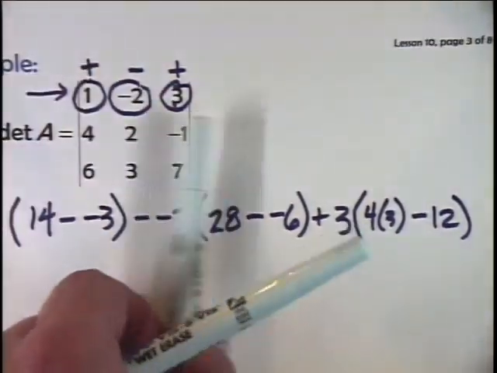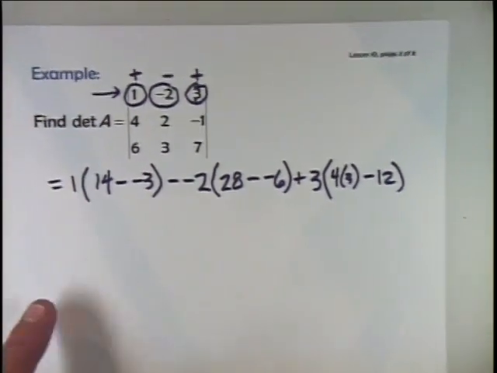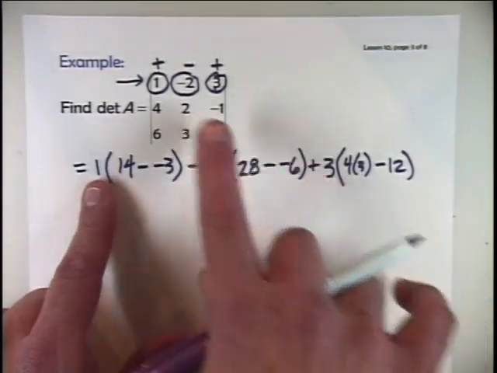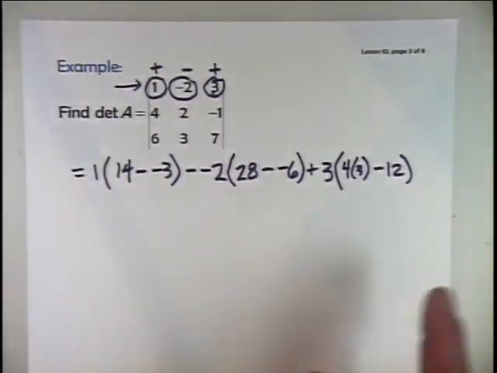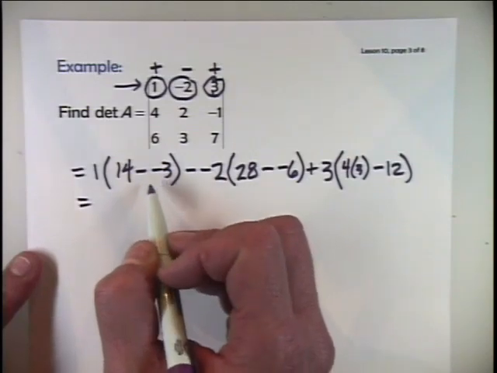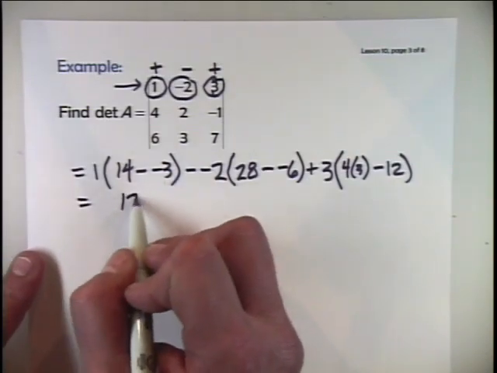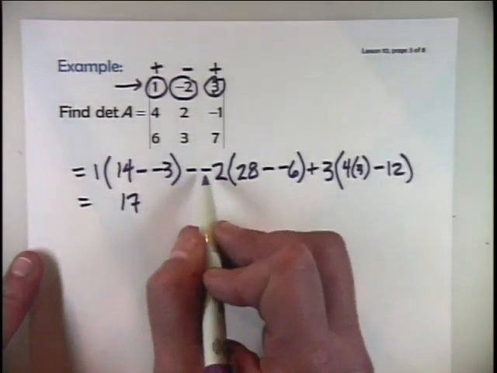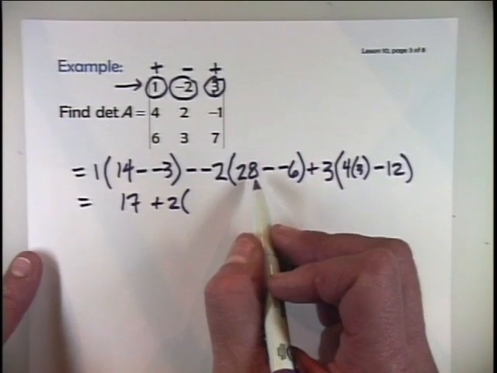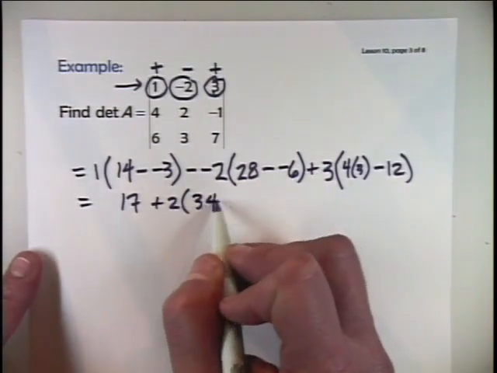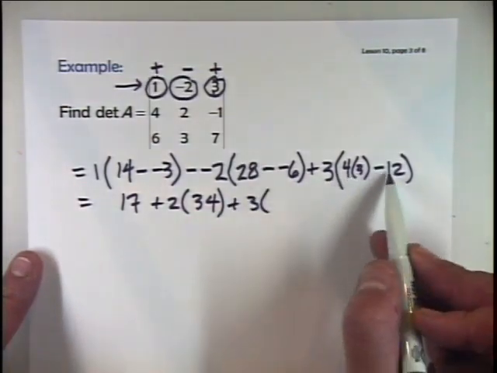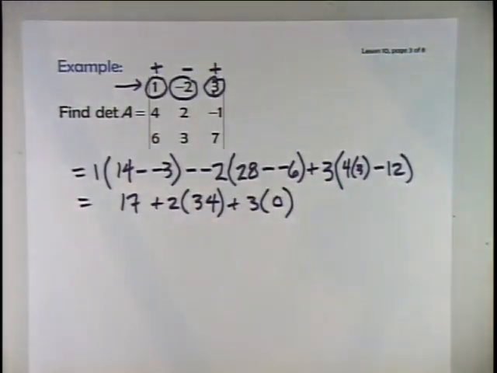Okay, so that's the hard part. That's the very meticulous part that requires us to pay very close attention. Positive, negative, positive along the top row. Now all we have to do is go through and do the math. We'll do the inside parentheses first. 14 minus a -3 is really 14 plus 3. So that's going to give us 17. Times 1 is 17. Minus a negative is really plus 2 times. 28 minus -6 is really 28 plus 6, which is 34. Plus, I get 3 times. 12 minus 12 is 0. Wow, it's nice that we get a 0.